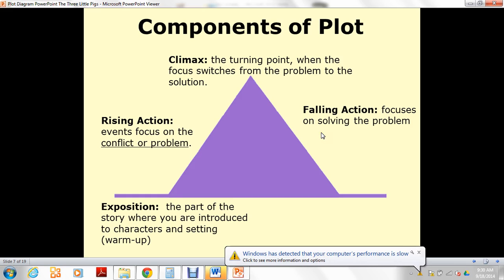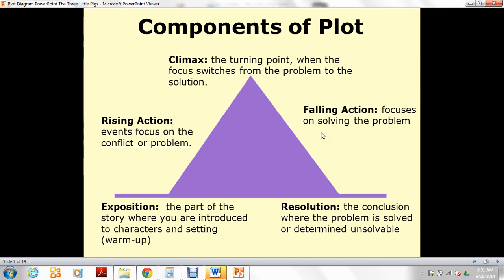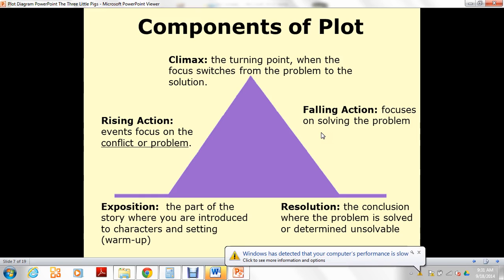The falling action is all of the events that lead to the resolution. I'm going to say it again because I know Nia has it. Falling action is all the events that lead to the resolution. Resolution is what? The conclusion where the problem is solved. So all you need to know is the resolution is how the problem is solved.